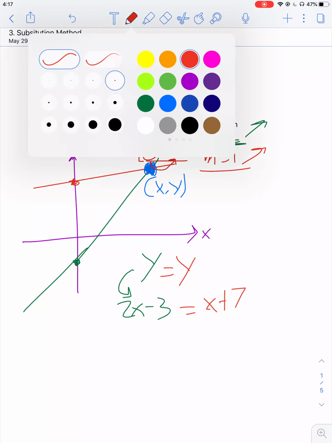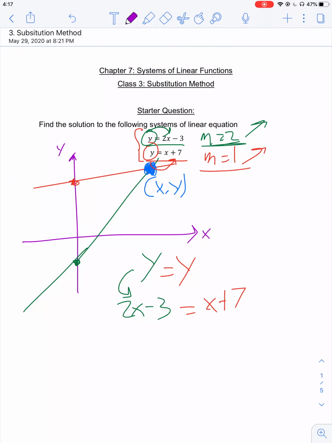Move your variables on one side and the numbers on the other side. I like to keep my variables on the left, so I'm going to move this x by doing the opposite. This is x, so I'm going to do minus x, so this will disappear.